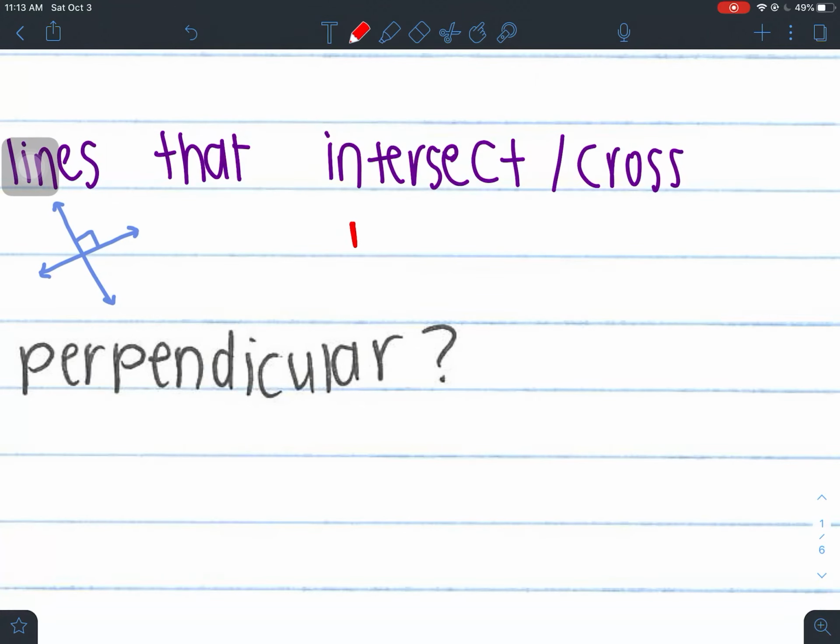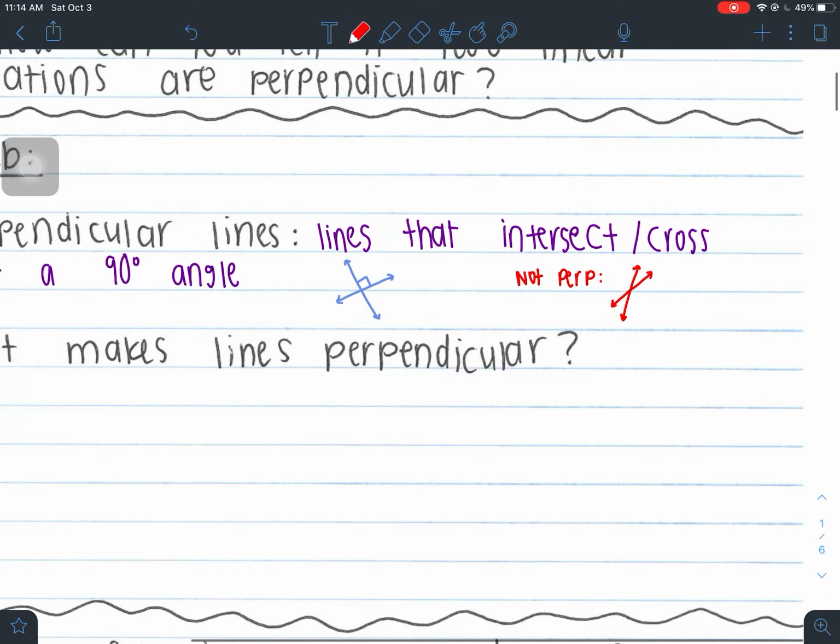Here's an example of not perpendicular. So here's two lines here. Now these two lines, they cross, but they are not perpendicular because they do not cross at a 90-degree angle. So you want to make sure that you are aware that when you see perpendicular lines, it's not just because they cross. Okay, you have to make sure that it is 90 degrees.